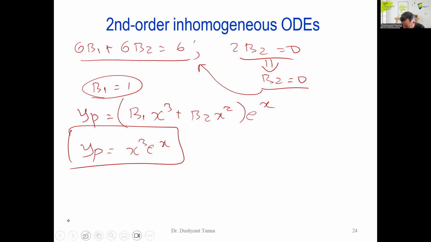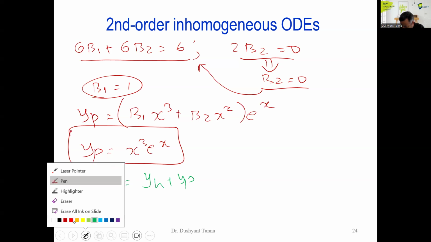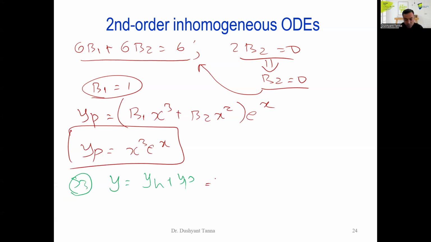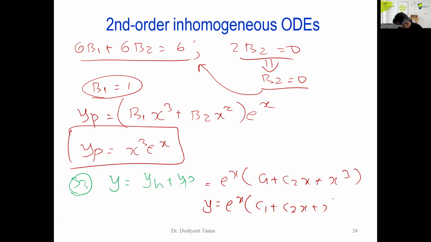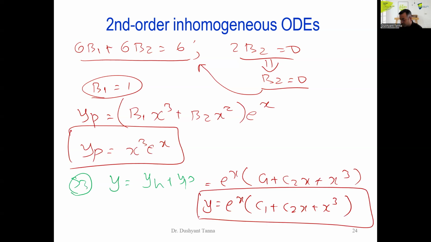And therefore, your step 3, which is y is equal to yh plus yp. Yh was, see, everything has a e raised to x common. So c1, c2x, and x3. This is your y, or yg, or y, however you write. No initial condition, right? So you don't have to find out the value of c1 and c2.